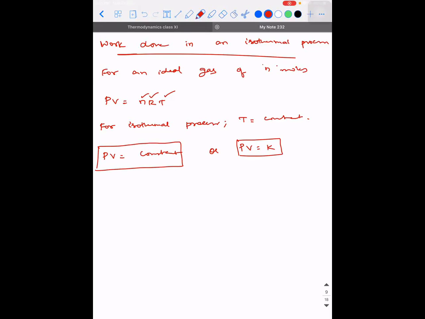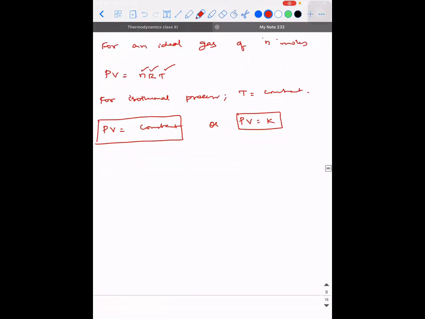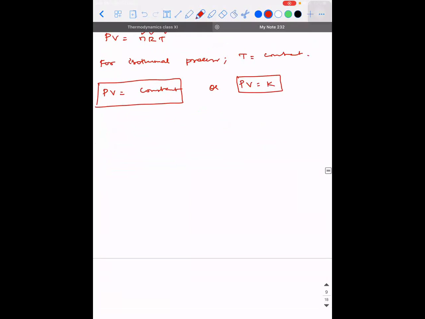Is there any doubt? How did we take n as a constant, sir? N is a constant for the number of moles that is there, because the system is closed. The gas molecules are not escaping. Yes, sir. Okay. Now see. Listen. So are you clear till this step?